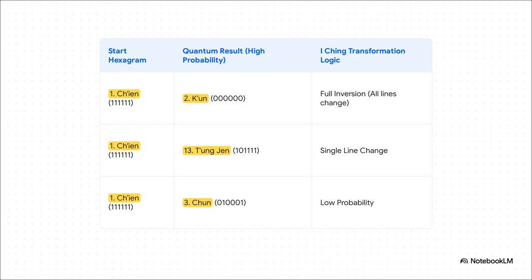And here is the key finding, the big reveal. The quantum circuit's most likely answers weren't just the next hexagram in numerical order, no. Its top results were the ones that represented the most logical transformations, a complete inversion from one state to its opposite, or a minimal, single-line change. It's almost as if the quantum dance was following the deepest principle of the I Ching, the logic of change itself, not just the page numbers.